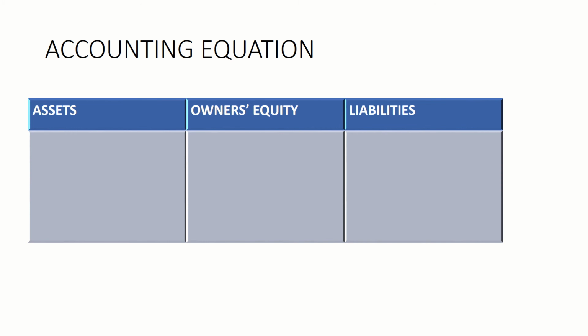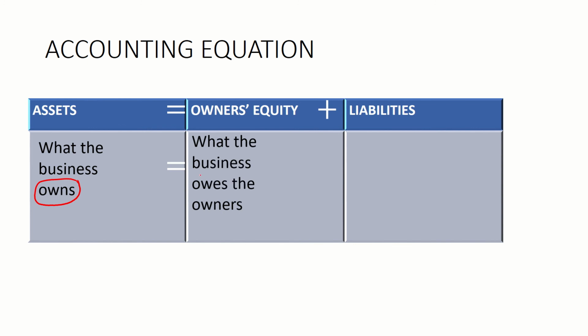Here is the accounting equation. It means your assets will be equal to owner's equity plus liabilities. Assets are what the business owns. Liabilities are what the business owes the lenders of the business.